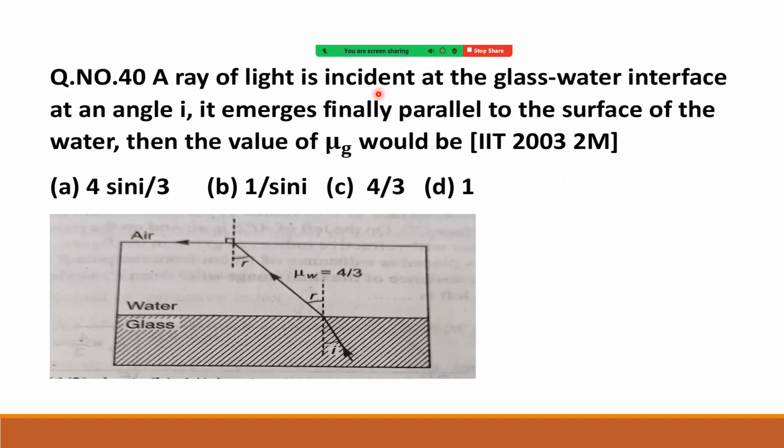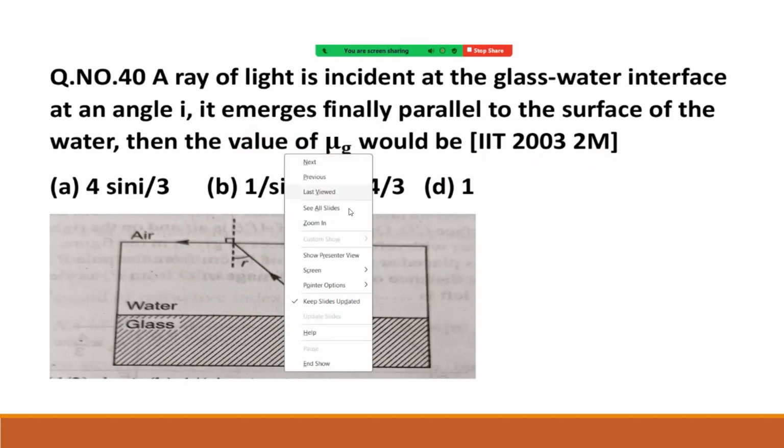A ray of light is incident at the glass-water interface at an angle I. It emerges finally parallel to the surface of the water. Then find the value of mu of glass. You can see the diagram here: from glass, then water, then into air. Okay, see how to start it. Asked for 2 marks in 2003.